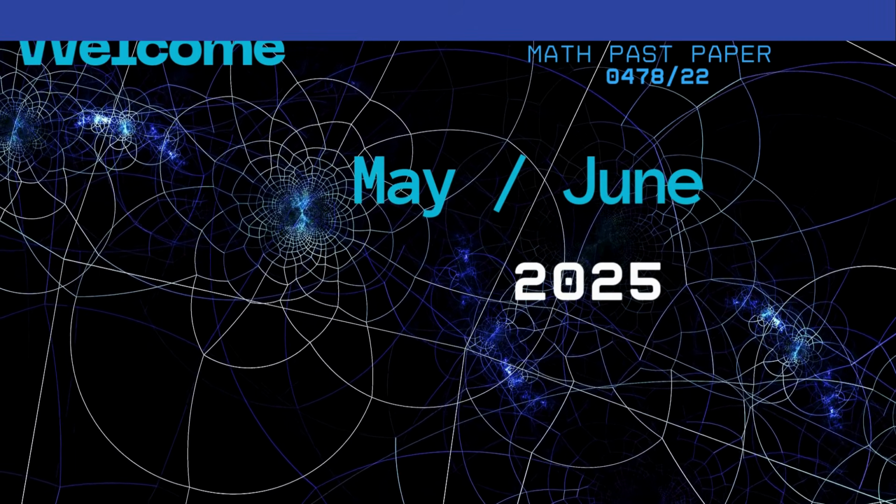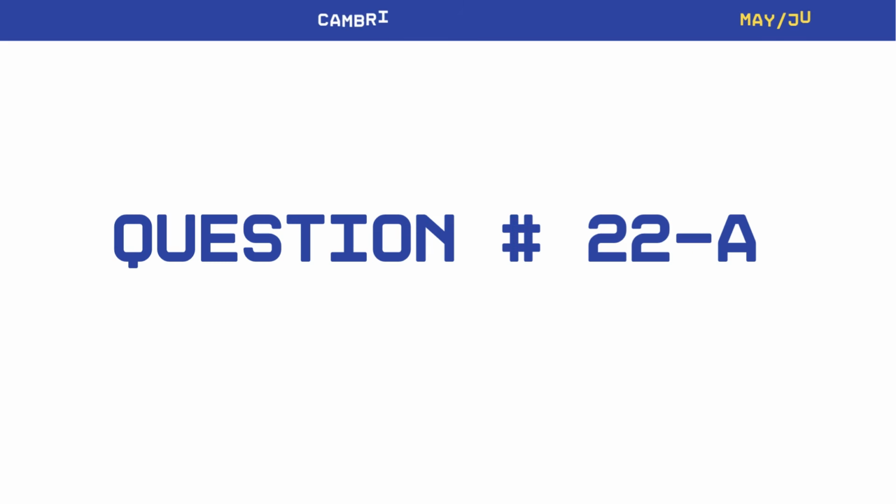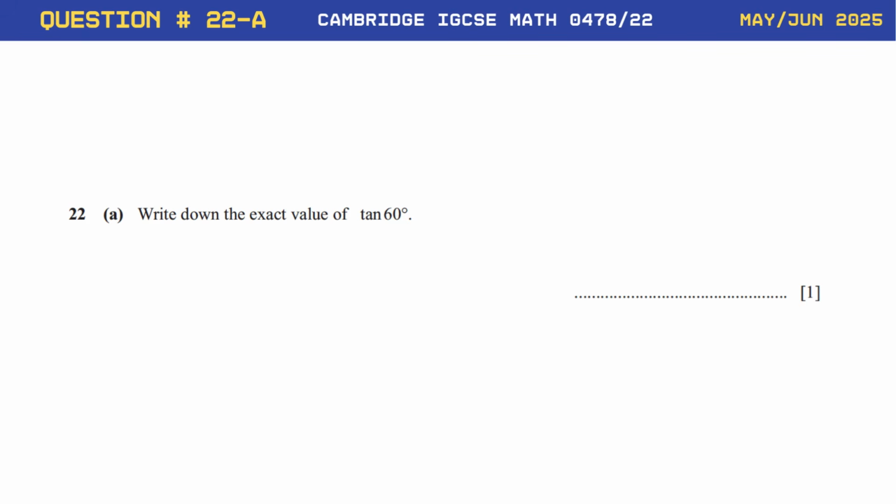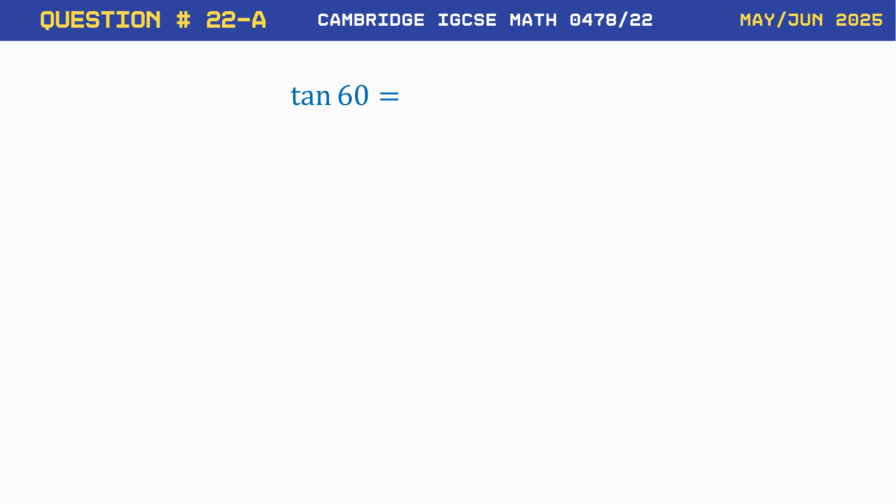Let's get started. Question 22, Part A. Write down the exact value of tangent 60 degrees. The exact trigonometric values for standard angles like 30, 45 and 60 degrees are standard facts to memorize for non-calculator papers. The exact value of tangent 60 is square root 3.